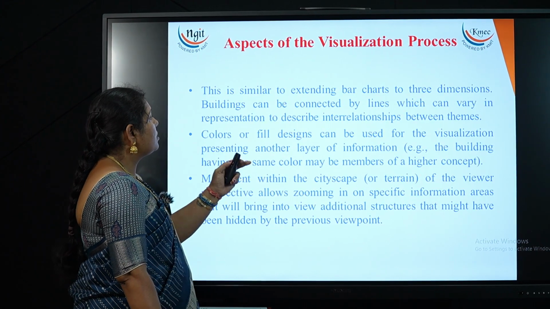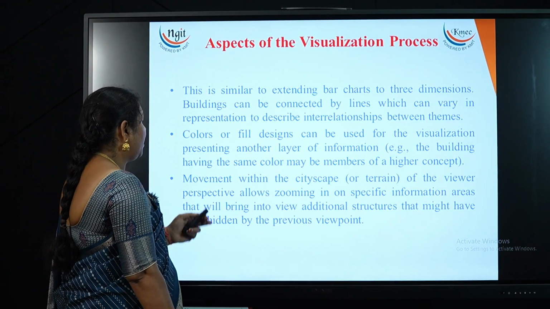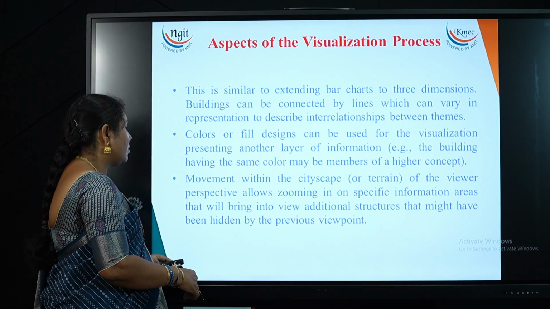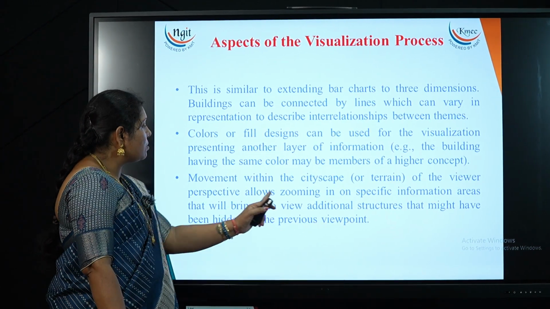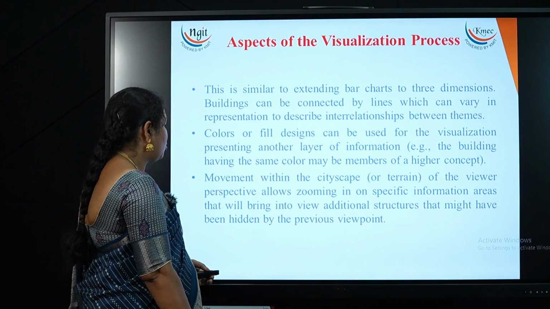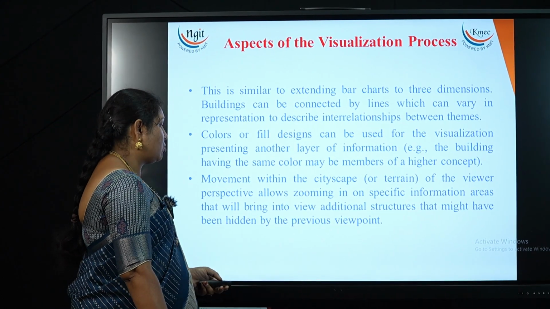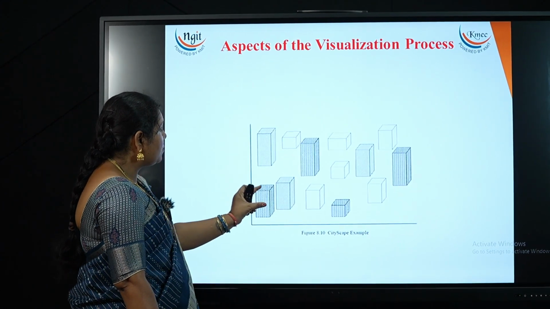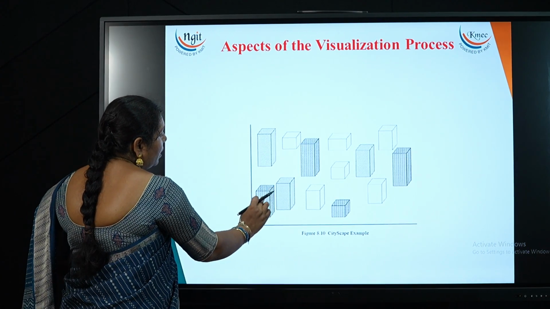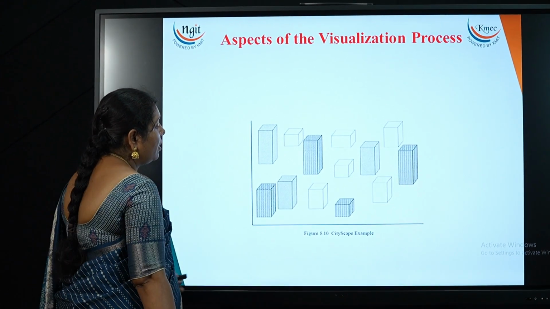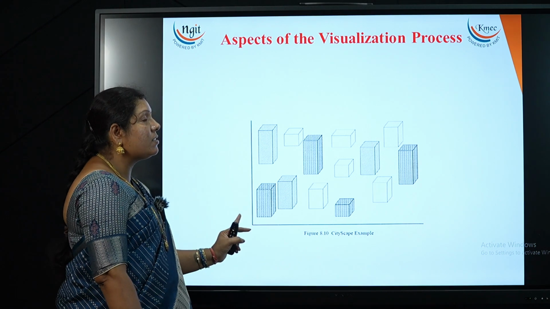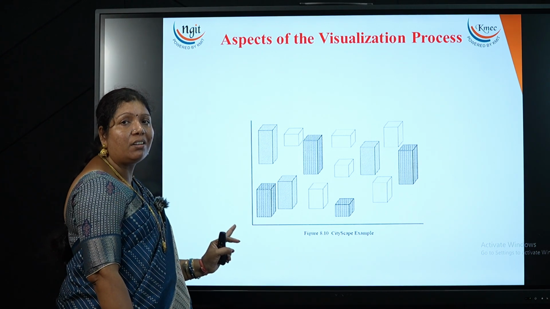Colors or fill designs, in order to have buildings with the same color, may have numbers, whatever it may be. It also allows zooming of specific information, where it will give additional structures. If you want to see this image, you can also zoom. Here there may be the name, how many floors are there, what is there in each floor. All these things can be navigated by this particular example.